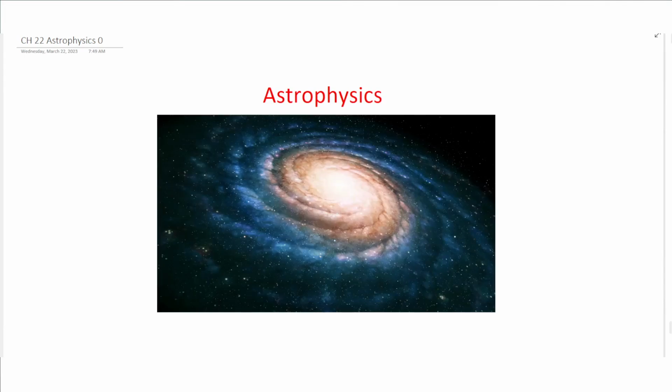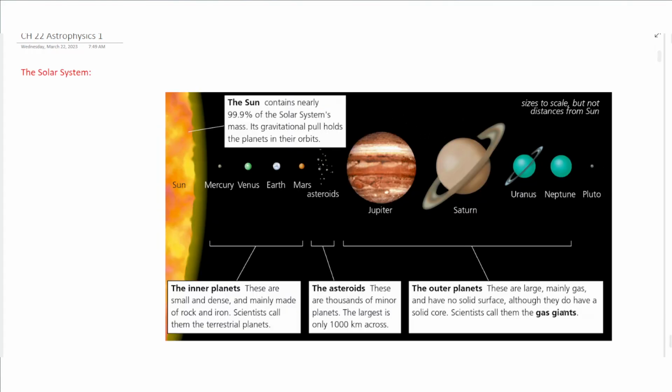Now the last chapter in the syllabus is about astrophysics and space. The first section is about the solar system and the information about the solar system. So we need to know that our solar system consists of one star called the Sun and 9 planets, or 8 planets and 1 dwarf planet.